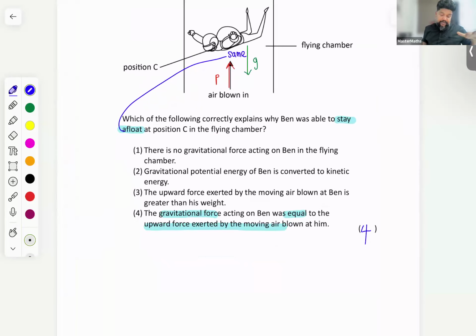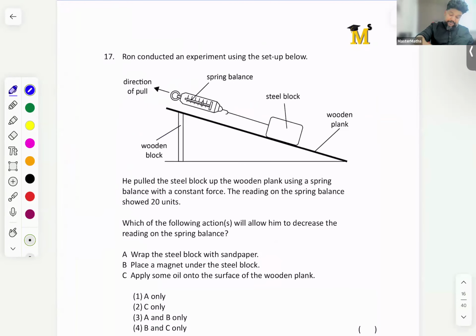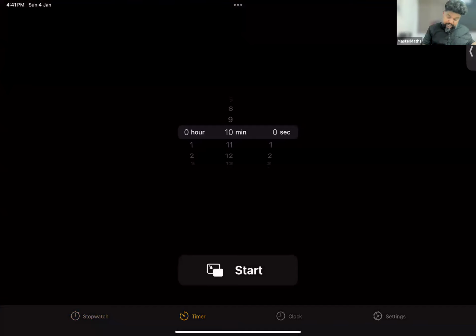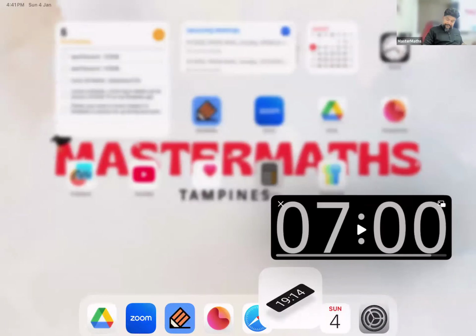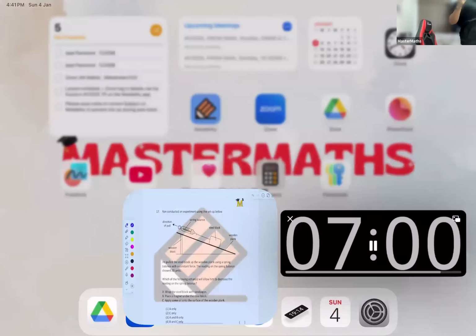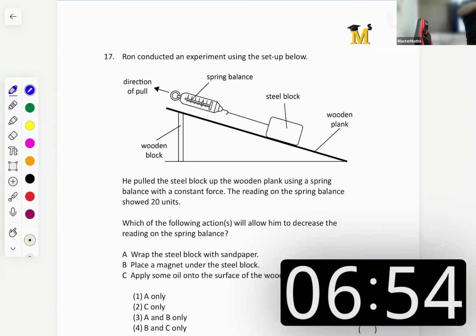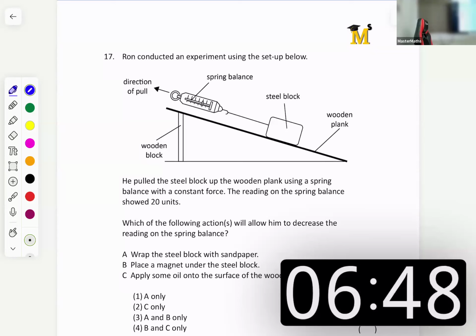Okay. Can Ron conducted an experiment using the setup shown below? Okay, I tell you what, you're all sleepy. I give you a 7-minute break now. You go for a 7-minute break and come back. I'll see you all in 7 minutes. Okay, Ashira, can you go, where's the toilet, where's the snacks, okay?